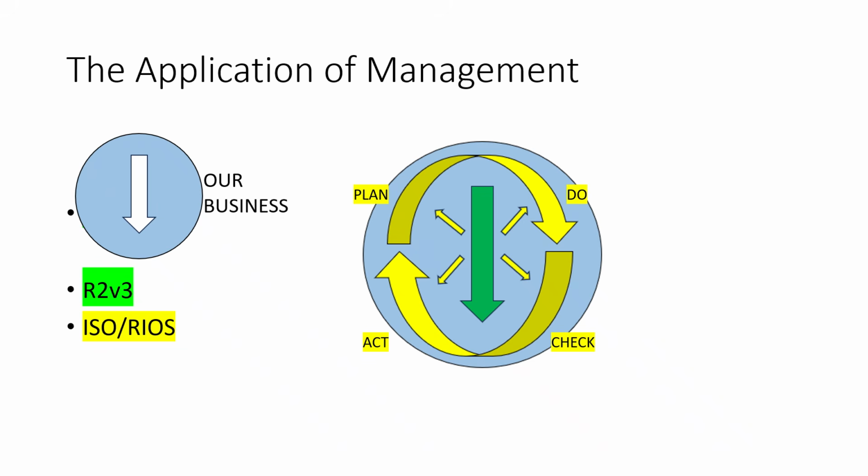The application of management. Here we're just trying to get a quick visual of what it looks like applying R2v3 management as well as ISO or RIOS management to us as an organization and what we do. In the first bullet, if we're saying that the blue circle is our organization and the white arrow represents everything we do with used electronic equipment, you can see in the graphic on the right how these standards would apply.